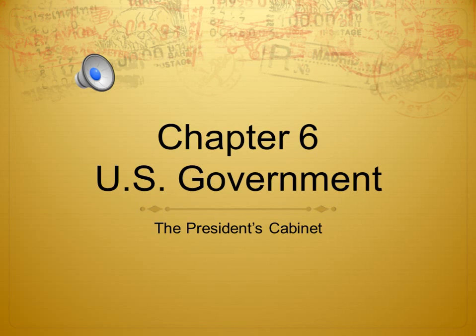This is Chapter 6 of U.S. Government. In this chapter, we're covering the President's Cabinet. You're going to learn to describe the President's Cabinet, identify the names of the executive departments, give reasons why the number of executive departments has increased, and describe the responsibilities of the Departments of State, Treasury, and Justice. To identify the responsibilities of each of the executive departments.